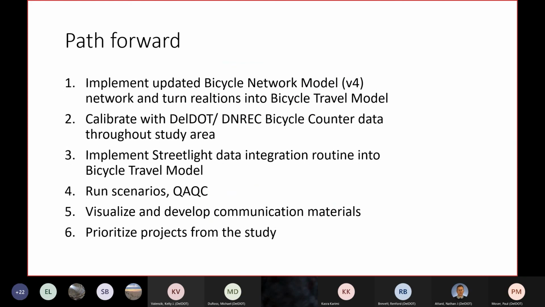So path forward, I still am working on some network tweaks, mostly about intersections. We're going to calibrate with the DelDOT DenREX bicycle count data. We're going to try to do the implementation of the Streetlight data into the bicycle travel model, QA/QC, get some snazzy maps, and then prioritize the projects in the study. So that is all that I have for you guys today.